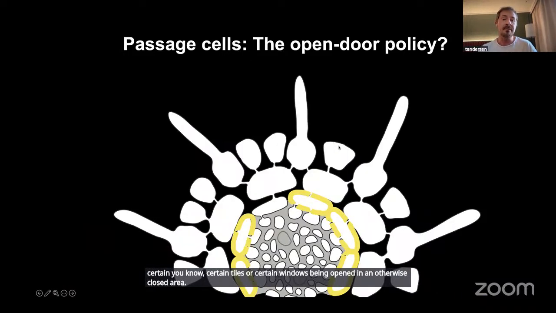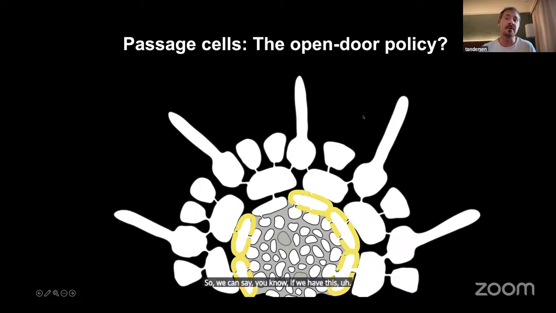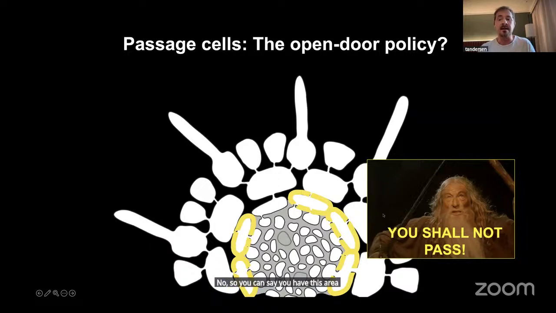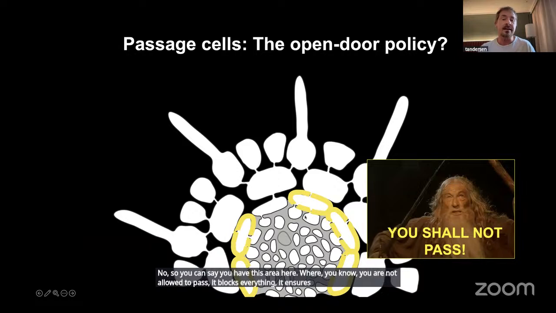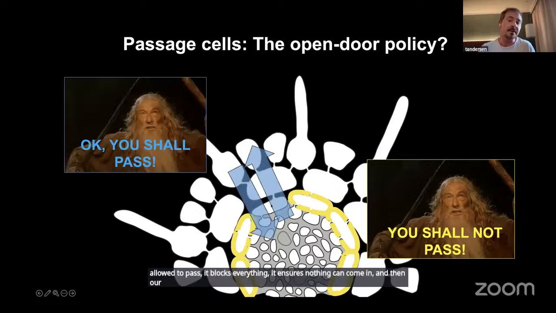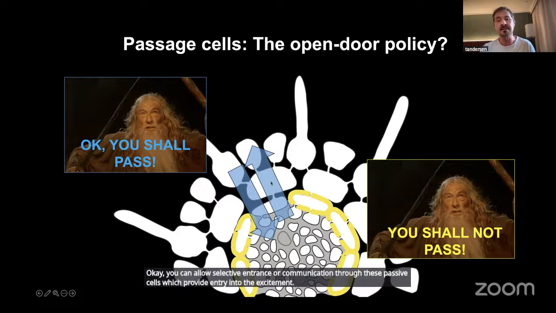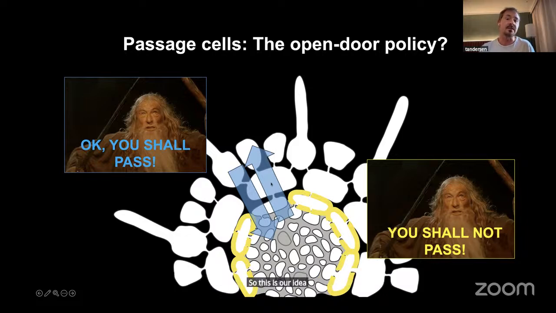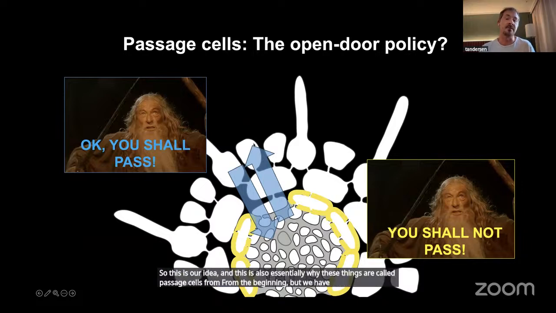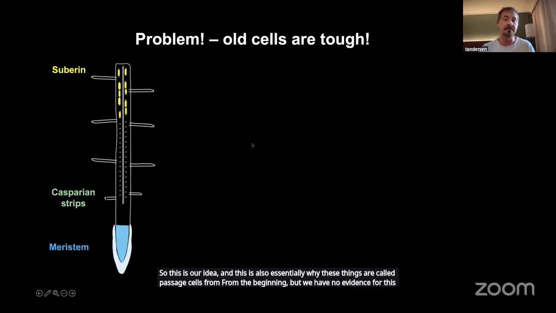So if we have this passage cell, we like to call it the open door policy. You have this area here where you are not allowed to pass. It blocks everything. It ensures nothing can come in. And then our hypothesis is that maybe you have this hole here where you can allow selective entrance or communication through these passage cells, which provide entry into the xylem. So this is our idea, and this is also essentially why these things are called passage cells from the beginning, but we have no evidence for this throughout history so far.